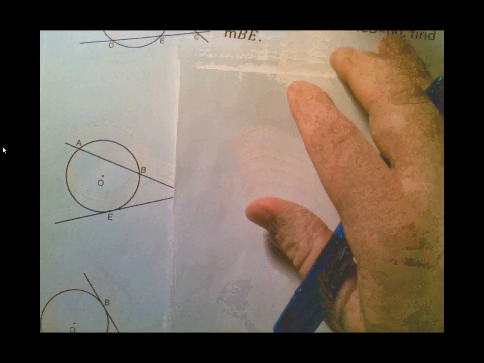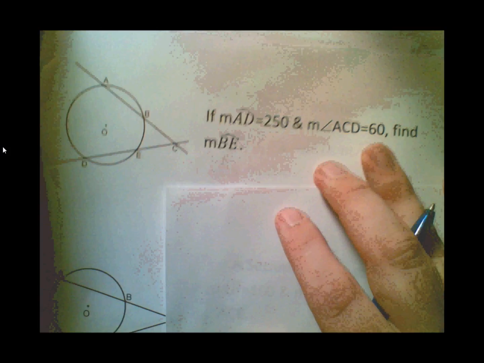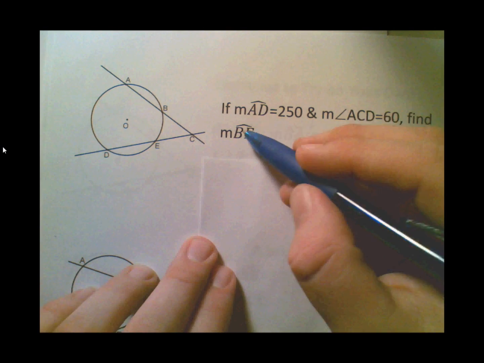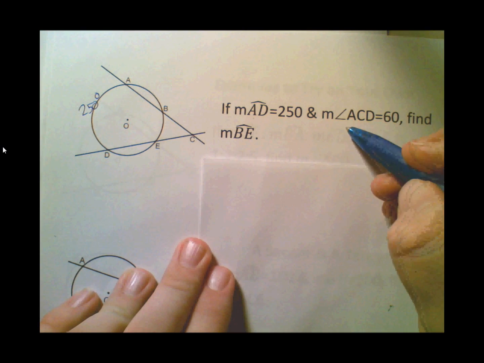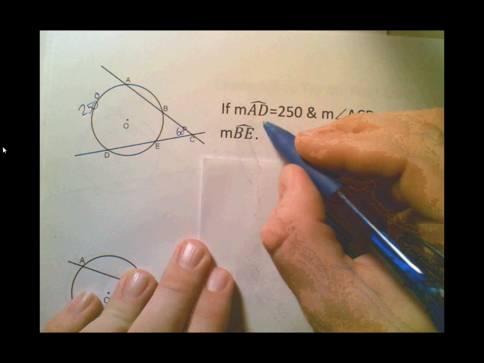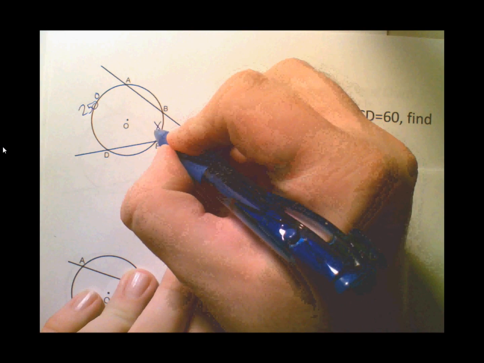Now, the next example we're going to talk about is this one. If the measure of arc AD equals 250 degrees, and the measure of angle ACD is 60 degrees, find the measure of arc BE. And we don't know what that is, so I'm going to put that as an X.